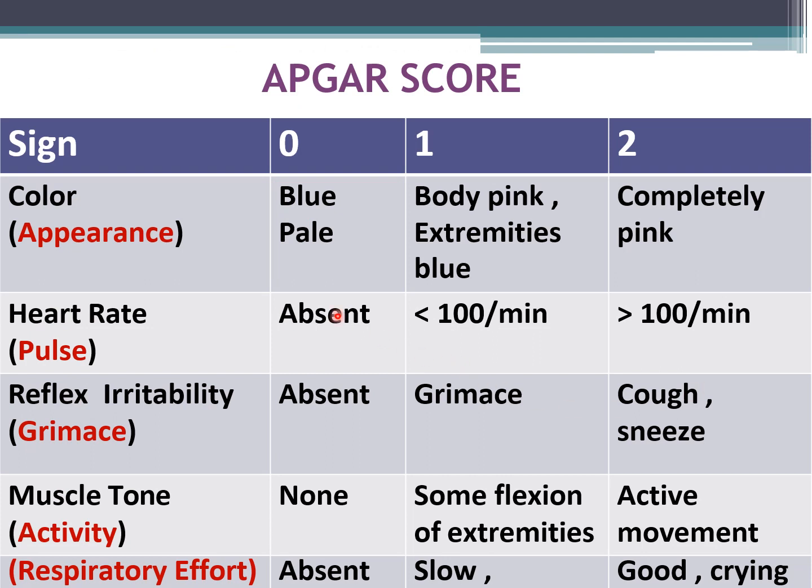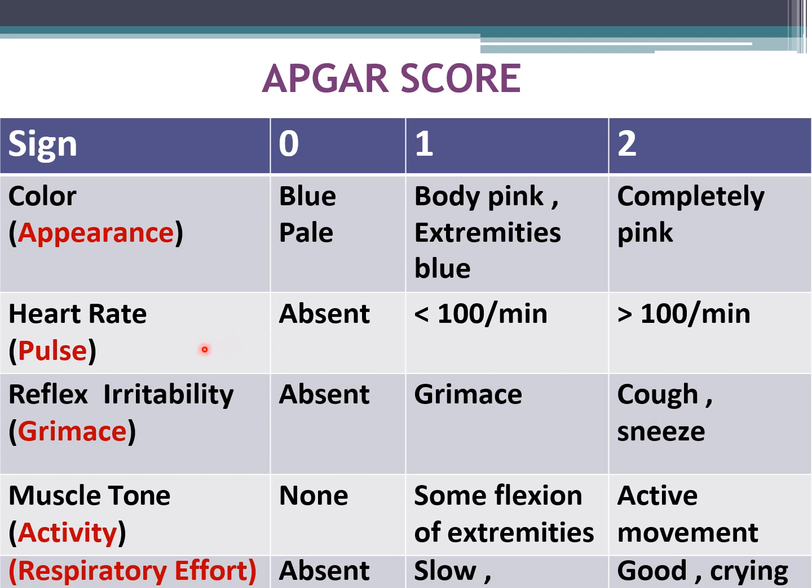And in the APGAR score, as I have told you, the parameters we are assessing include color, that is appearance. That is why we get APGAR: appearance, pulse, grimace, activity, and respiratory effort. The short form is APGAR. So appearance means we have to see the color of the baby. If the baby is blue or pale, the score is 0. If the baby is pink and the extremities are blue, the score is 1. And if the baby is completely pink, that is normal. In that case, you can give a score of 2.